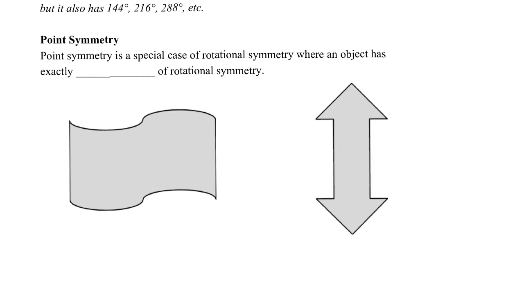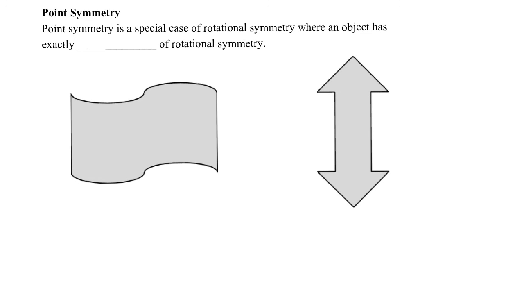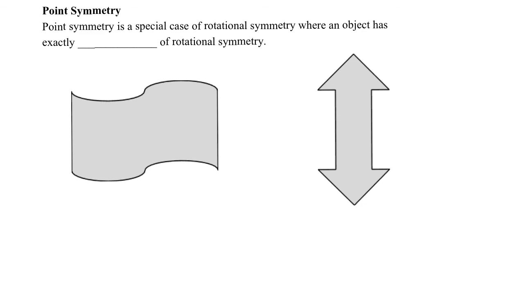All right, last thing, point symmetry. Point symmetry is a special case of rotational symmetry where an object has exactly 180 degrees of rotational symmetry. If you look at these two objects here, if I were to rotate this 180 degrees, or this one, I'm going to get the exact same object back and nothing in between. So these two objects would be considered to have point symmetry. And that's it.